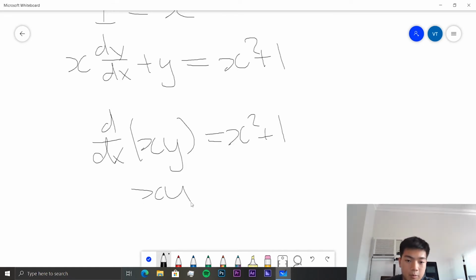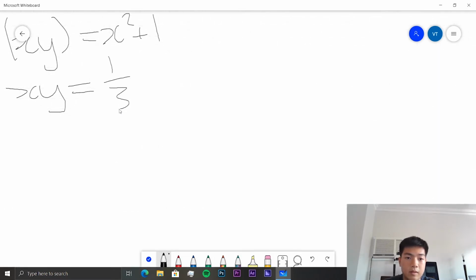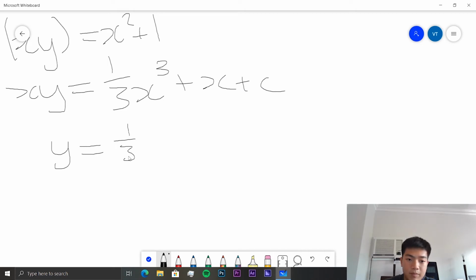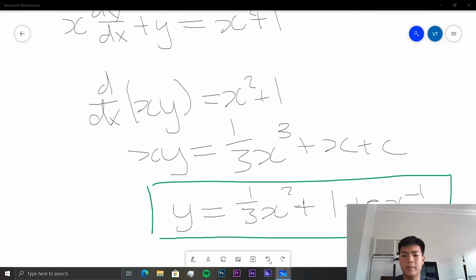So we have x times y is equal to 1/3 x cubed plus x plus c. So we have y is equal to 1/3 x squared plus 1 plus c times x to the minus 1. So this should be our answer. Okay, yeah.